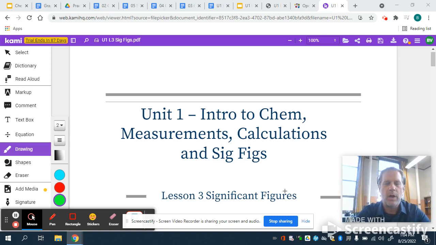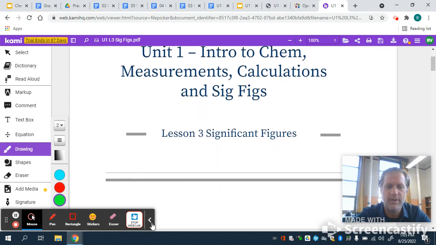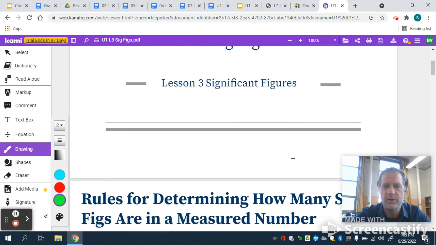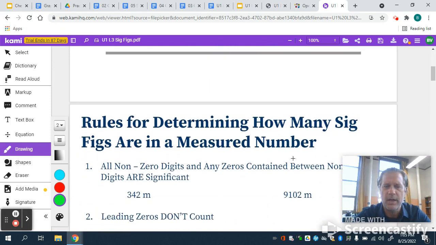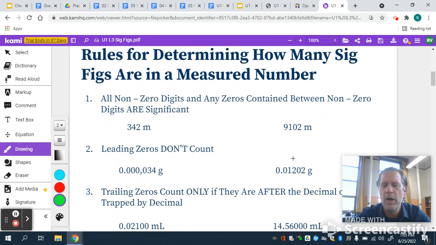All right, so our first major lesson in chemistry is going to be about significant figures and what we can do with them. What we're going to do at this point is start talking about how to identify significant figures in chemistry class. There are three basic rules that I want to take a minute or so to go over, and then we're going to do a little bit of practice.